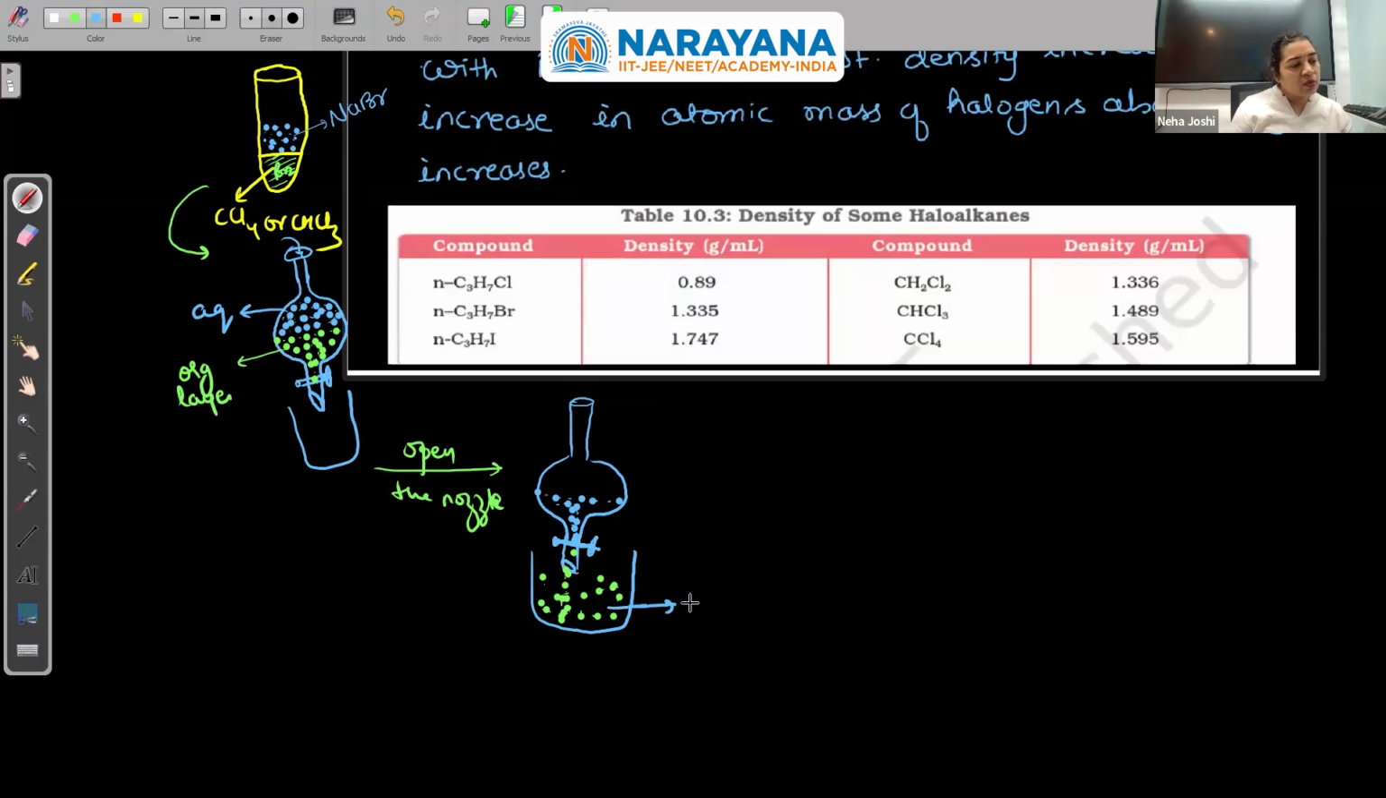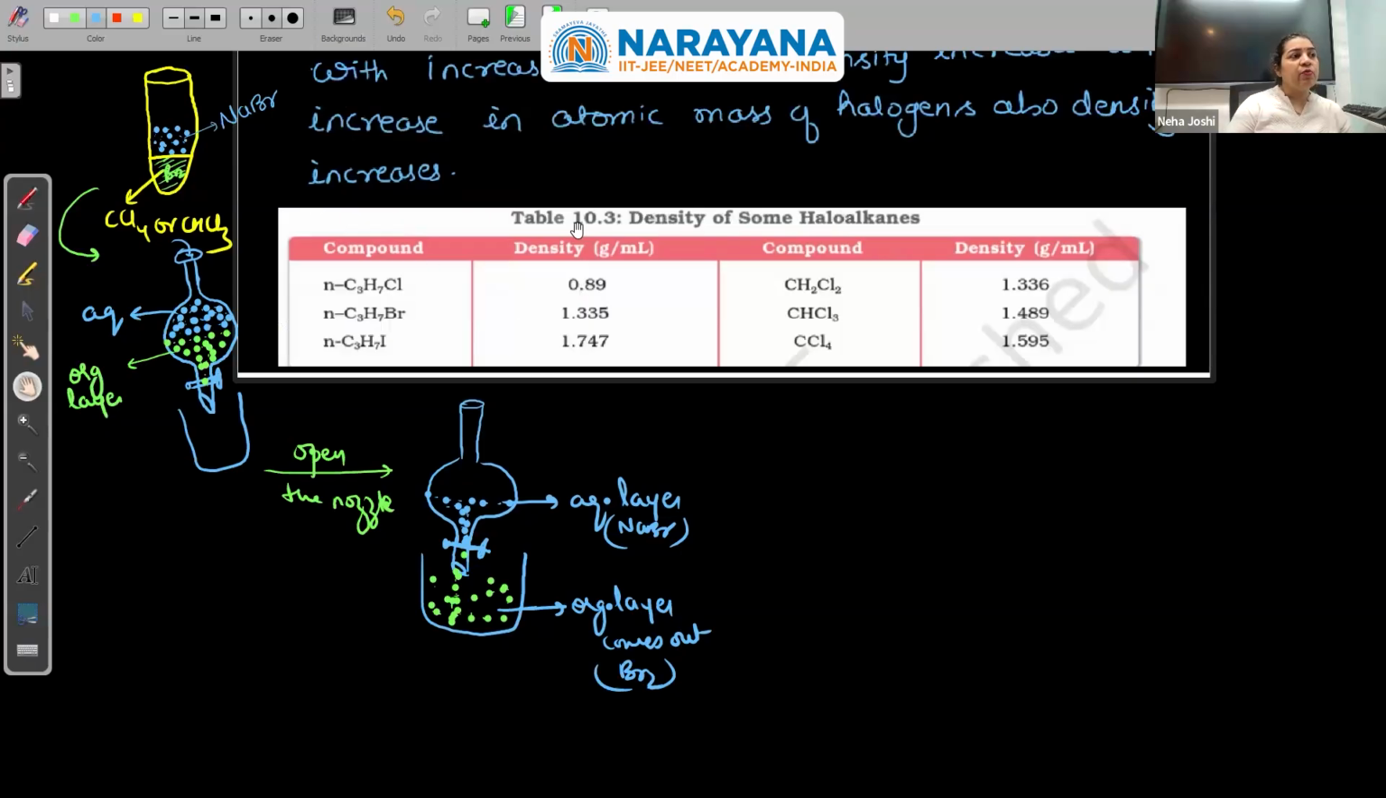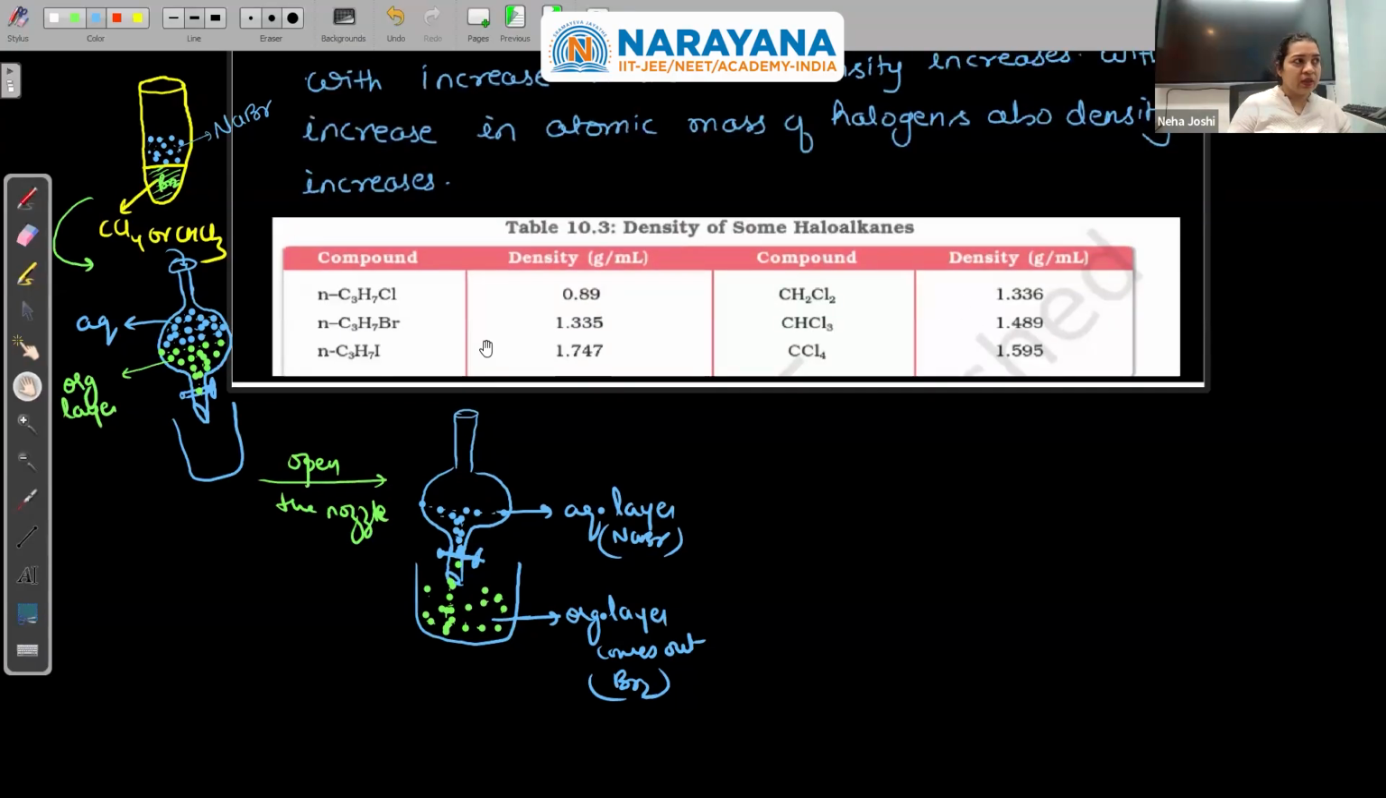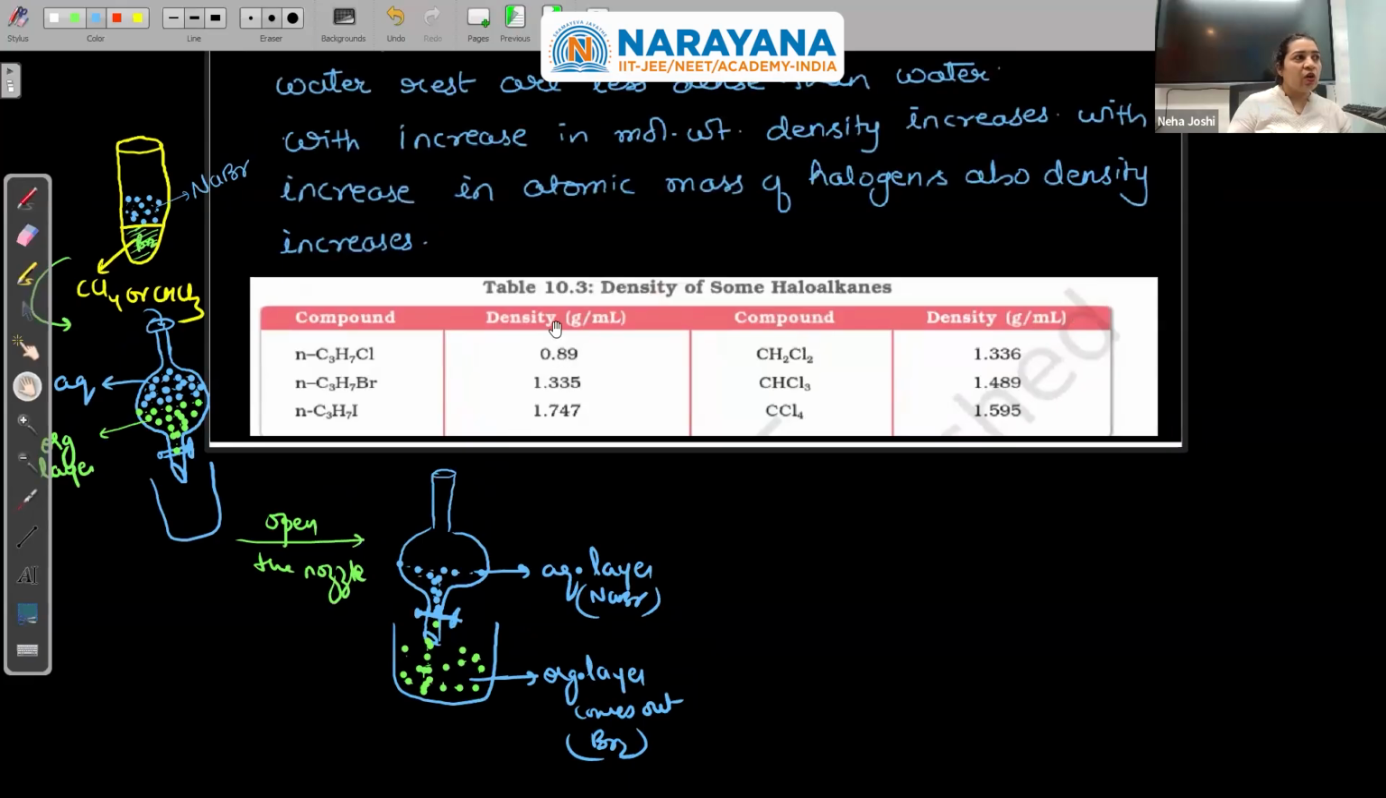So here the organic layer comes out because it was below. The aqueous layer is still here. So NaBr is inside this aqueous layer and bromine came into this organic layer. So this type of question could be framed with simple density logic.